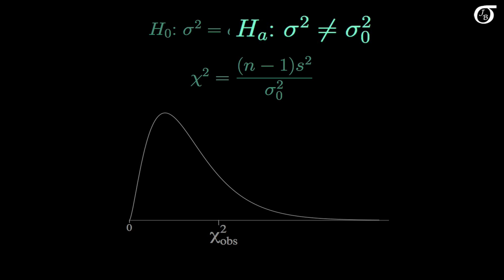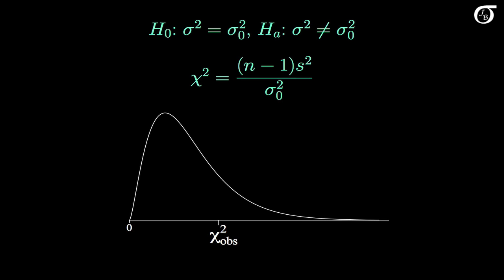Suppose the alternative hypothesis is changed to the two-sided alternative that sigma squared is different from the hypothesized value. Here, values of the test statistic far out in the right tail, or values of the test statistic far out in the left tail, closer to 0, give evidence against the null hypothesis and in favor of this alternative. The p-value is the probability, under the null hypothesis, of getting the observed value of the test statistic or something more extreme, something farther out in the tails.